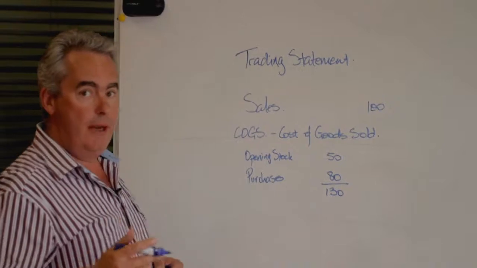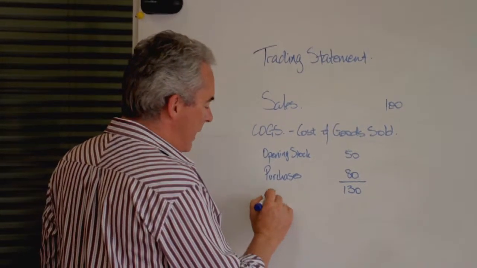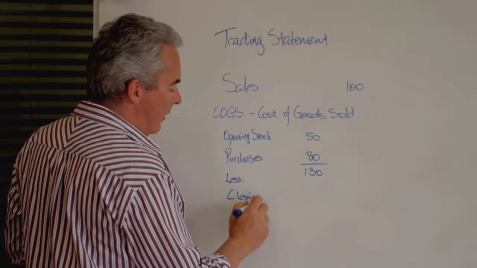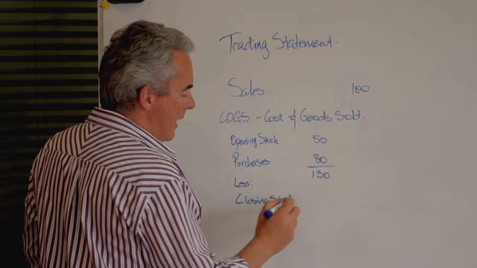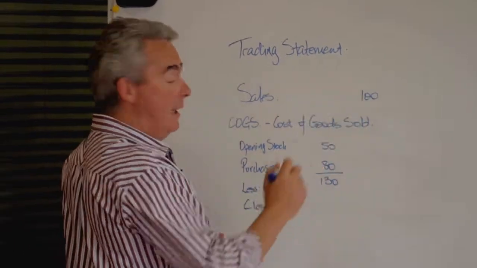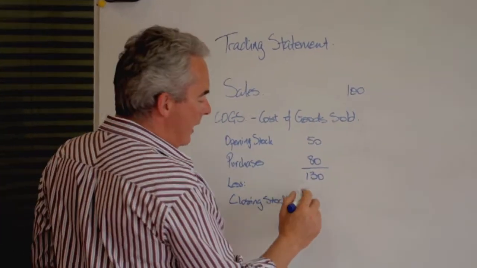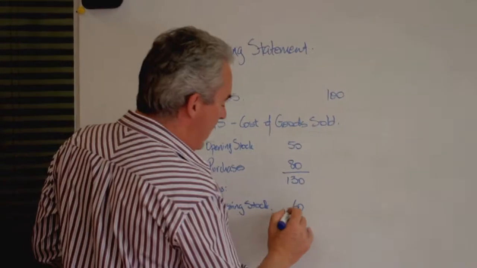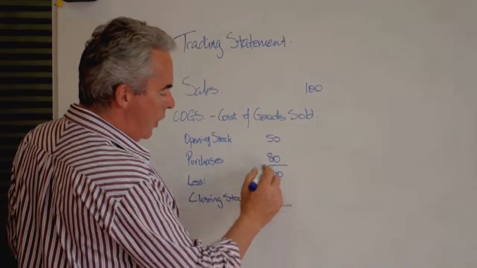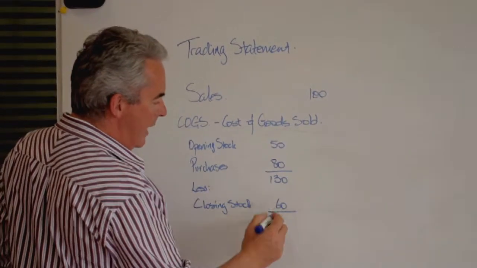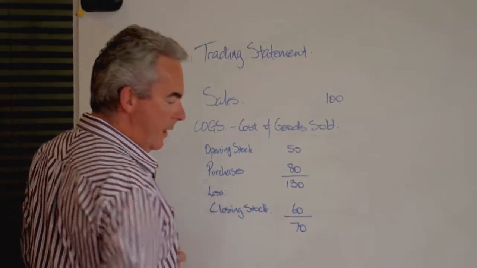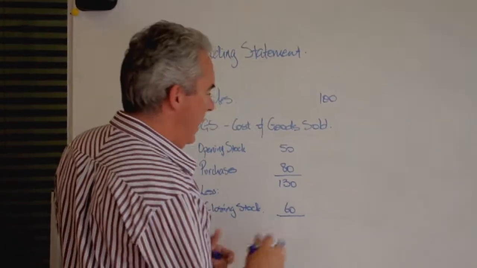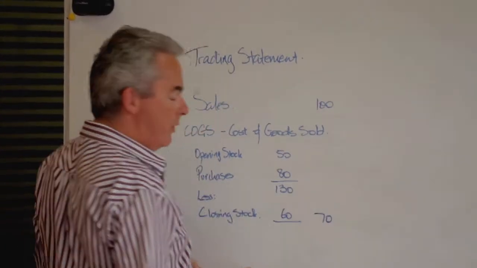Now from that we then go less closing stock, because that's still on hand. We haven't sold that, so the closing stock isn't included in these sales. So the closing stock figure, let's say we've got $60 worth of closing stock at the end of the year. That means that our total cost of goods sold here is $70. Okay? Actually, I'll do it like accountants should do it. We'll shift that over to there and say, right, we've got $70 worth of cost of goods sold.